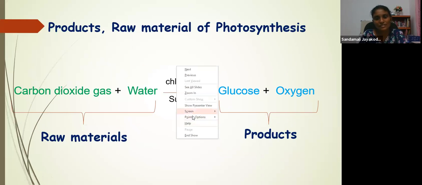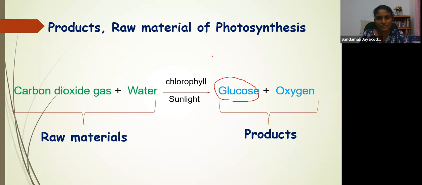Glucose is the main product of photosynthesis. It is the main product. We have to remember that. That is the main product. And oxygen is just a byproduct. It is just a byproduct, but it is really valuable for us because we are respirating oxygen gas.